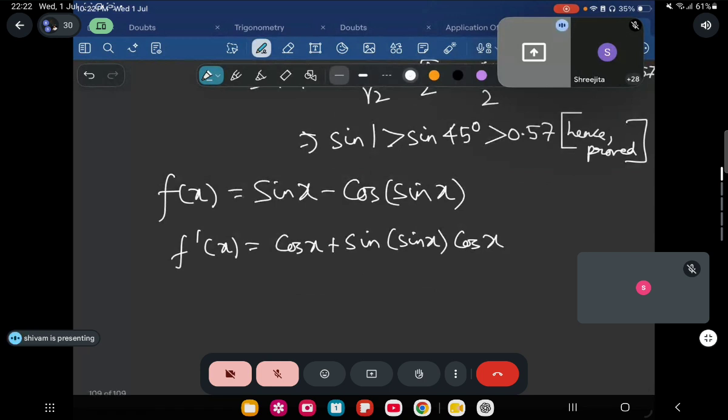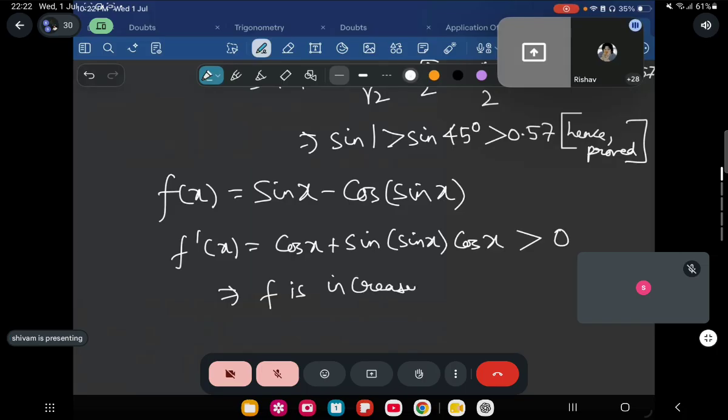But after that, if I put it equal to 0, I'll find out maximum and minima. Where is it happening? This is always greater than 0, right? Between 0 to pi by 2, whatever range we have got, this is always greater than 0. The function is increasing. Yes, this implies f is increasing.